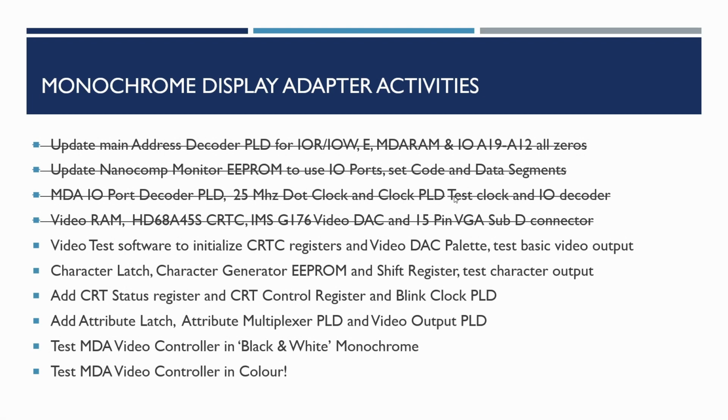So in this video we've tested the clock and the IO decoder, we've managed to install the video RAM, cathode ray tube controller chip and the video digital analog converter, and also all the connections we need for our VGA connector. Didn't have quite enough time to do the test software and to do a bit of testing. So in the next video we'll be looking at testing this and writing the software to initialize the cathode ray tube controller and the video DAC, and if we have time there we'll also go on to install the character latch and character generator shift register.